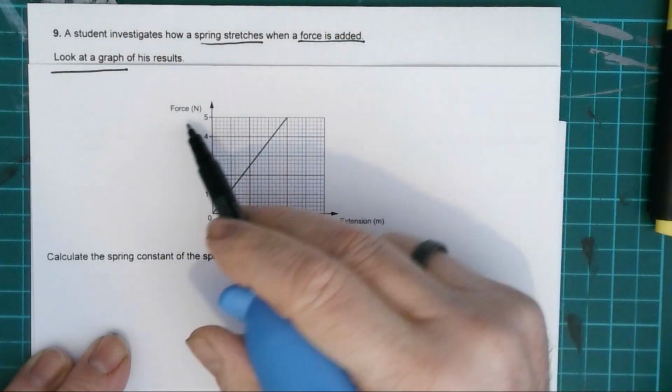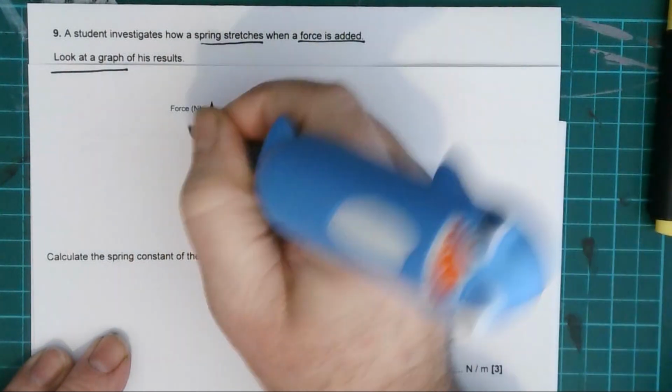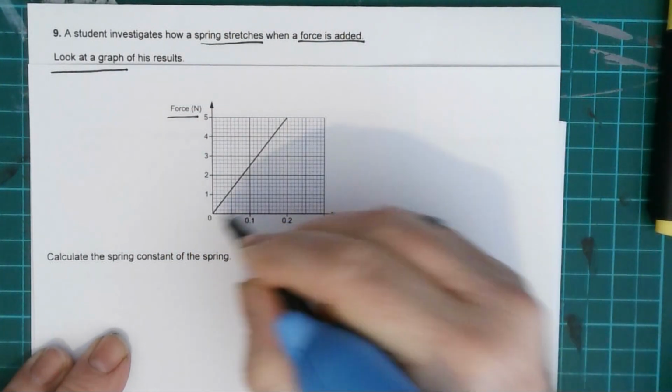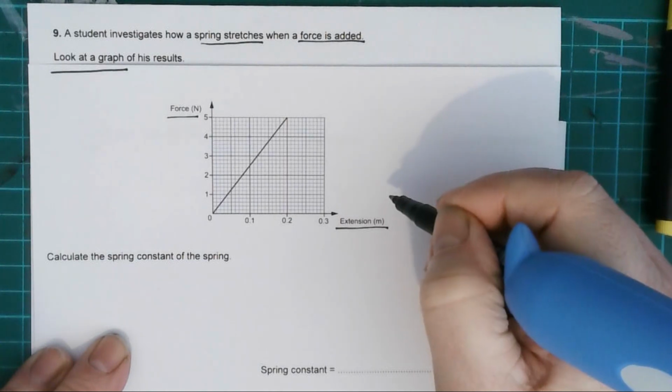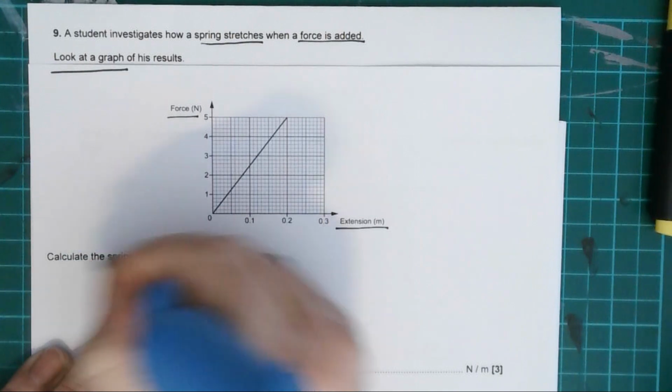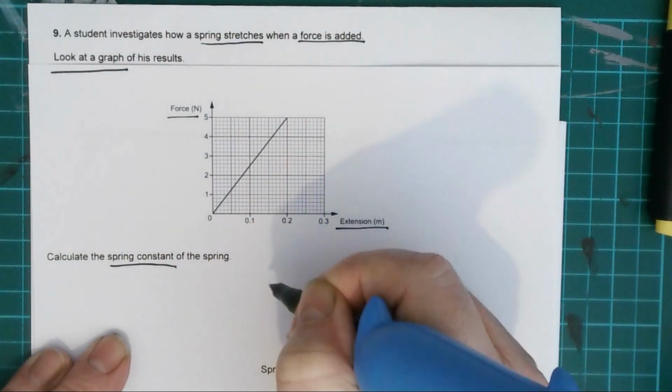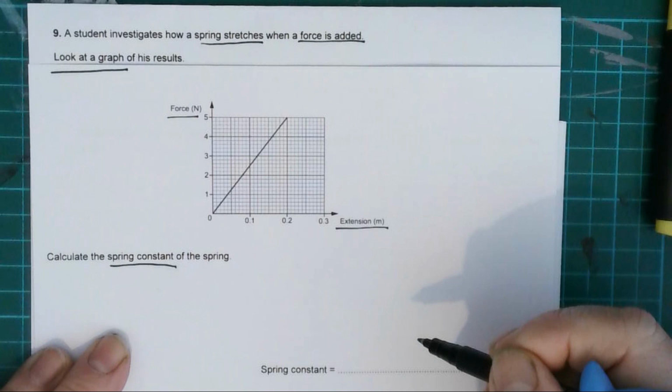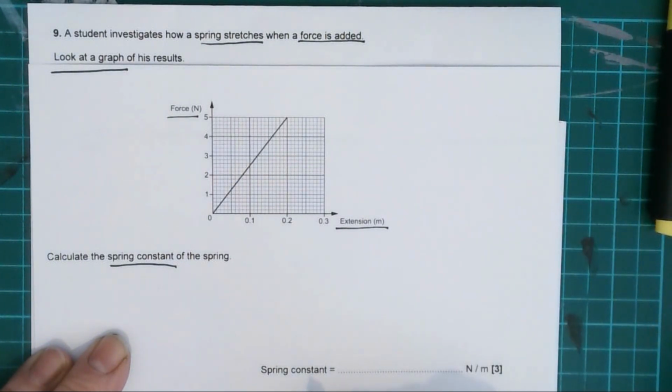I've got a graph of force, I've got a graph of extension, and I've got a straight line through the origin. Okay, where are we going with this? Oh, I see. Calculate the spring constant of the spring. And down here, spring constant equals newtons per metre. That's worth looking at. Okay, and I'm going to get 3 marks if I get all of this right. Cool, I could do 3 marks.